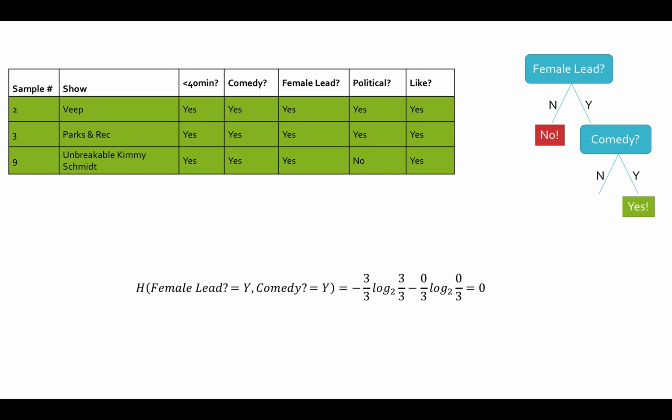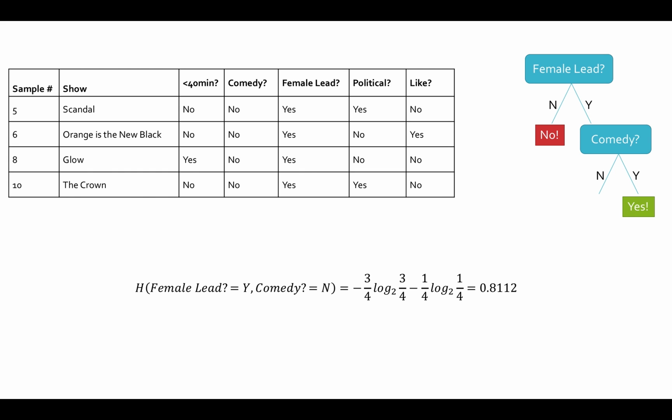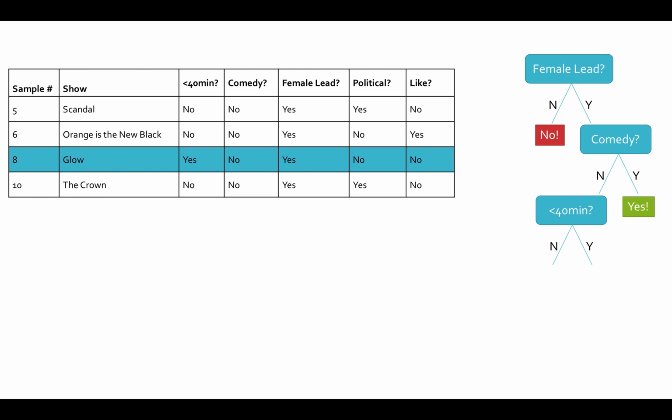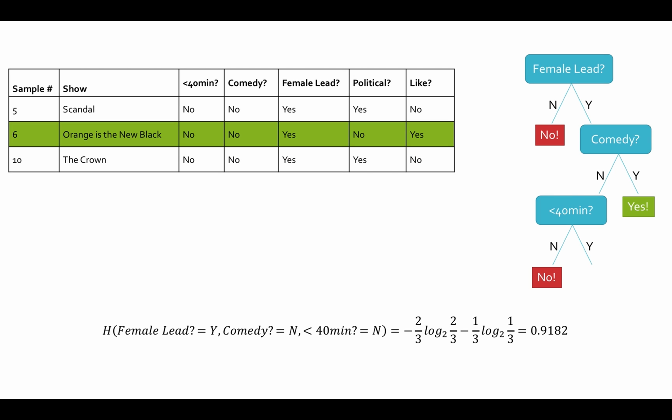Now we're going to look at female lead equals yes and comedy equals no. In this case, we have an entropy of 0.81. Still pretty high, so we can keep improving. What we're going to do is ask about the two remaining features, less than 40 minutes and political. And we're going to see if we can do better. For less than 40 minutes, we only have 1 out of 4 samples with a yes value. On the no side, we get 2 out of 3 right if we say no, and 1 out of 3 right if we say yes. The entropy on this side is 0.91.